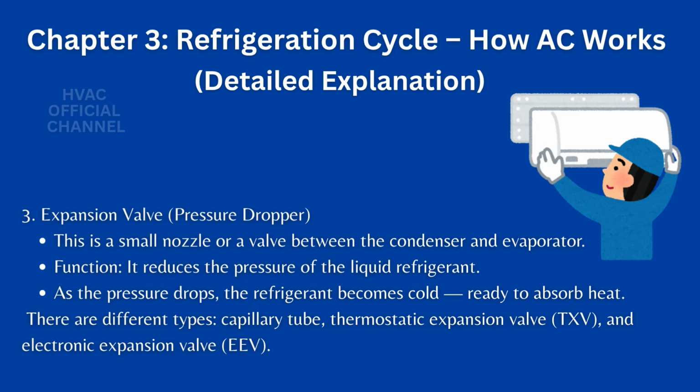3. Expansion valve, pressure dropper. This is a small nozzle, or a valve between the condenser and evaporator. Function: it reduces the pressure of the liquid refrigerant. As the pressure drops, the refrigerant becomes cold, ready to absorb heat. There are different types: capillary tube, thermostatic expansion valve, TXV, and electronic expansion valve, EEV.